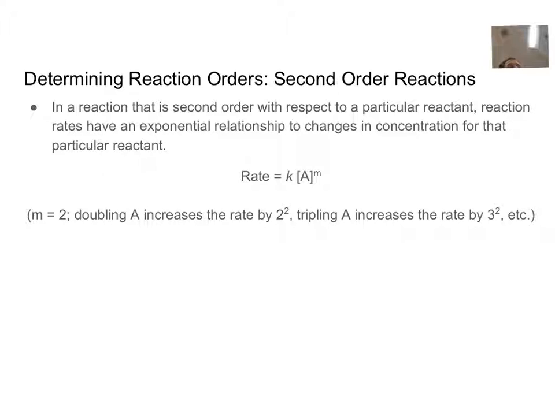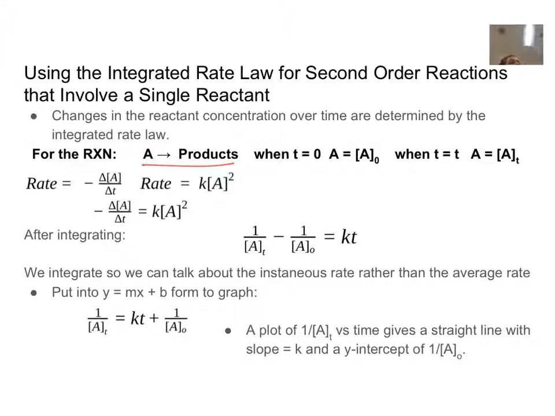And then second order reactions tend to be exponential. So if we double the concentration of A, we get an exponential change in the rate. So tripling it gets us another exponential rate value. And so again, initial time, initial concentration, and then when the reaction is over, when we stop collecting data, it'll be at time t, and concentration at time t.